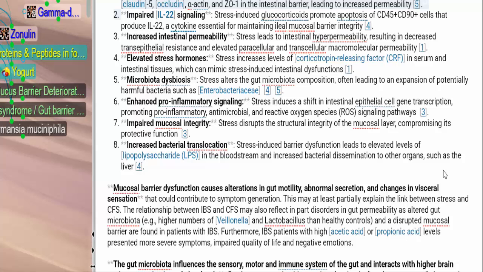Psychological stress impairs mucosal integrity. It disrupts the structural integrity of the mucosal layer, compromising its protective function. And there's increased bacterial translocation. It leads to elevated levels of lipopolysaccharide in the bloodstream. Lipopolysaccharides are an endotoxin that are released by certain pathogenic bacteria, and it causes a huge immune reaction, and also increased bacterial dissemination to other organs, such as the liver.